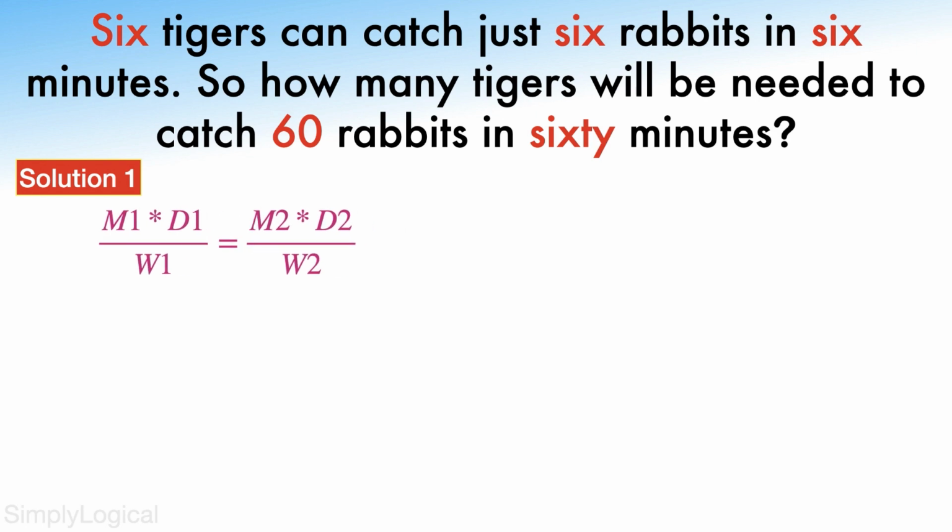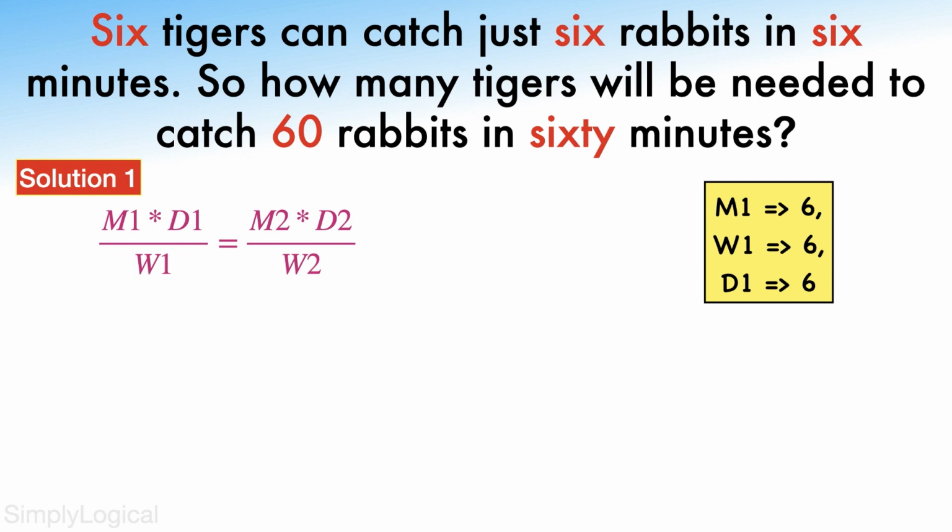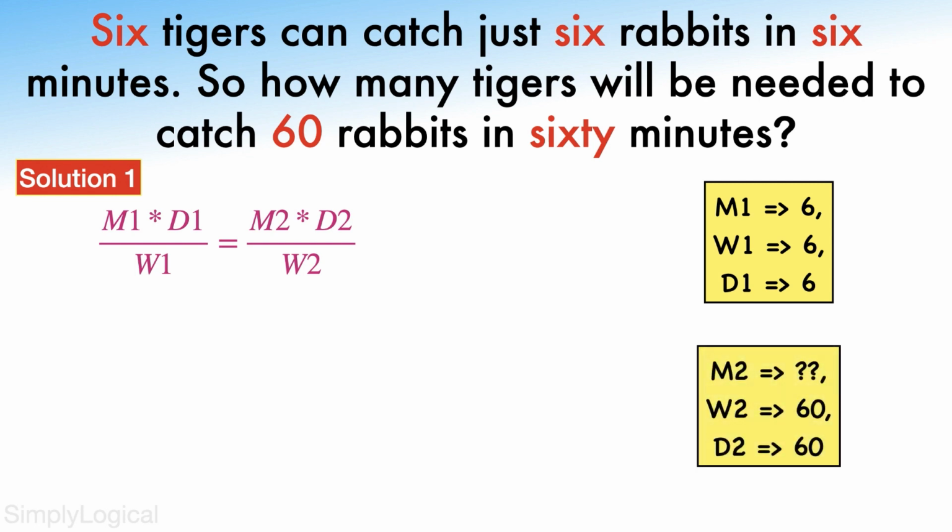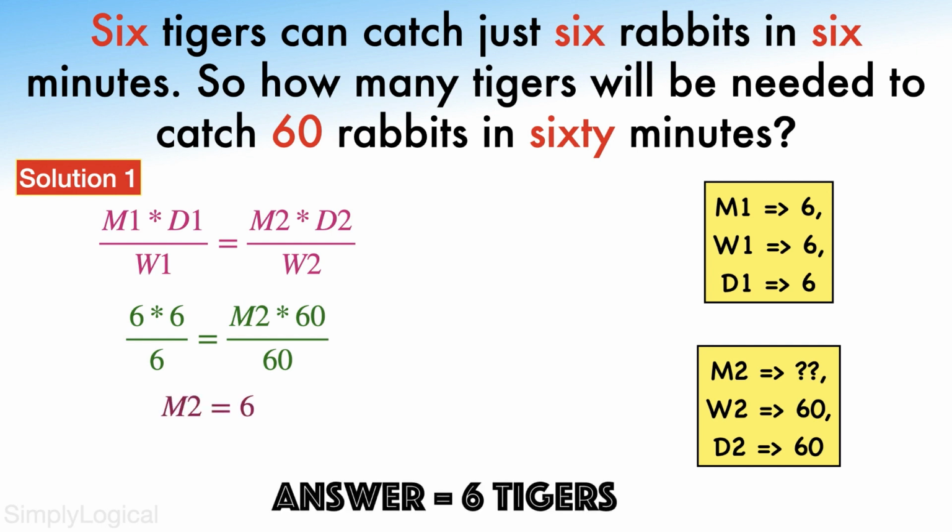So M1 equals 6, D1 equals 6, and W1 equals 6. M2 is what we are supposed to find. D2 is equal to 60 and W2 equals 60. Now after substituting all the values, the equation becomes 6 times 6 over 6 equals M2 times 60 over 60. After solving this, we get M2 equals 6. Therefore 6 tigers will be needed to catch 60 rabbits in 60 minutes, and this is the formula based approach.